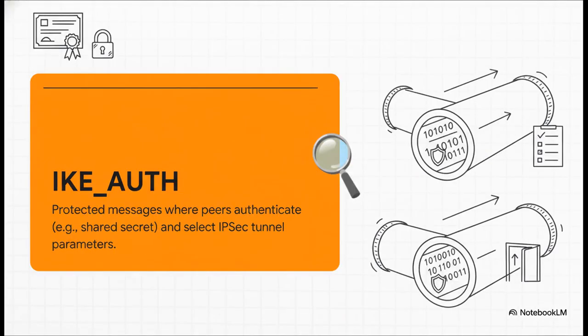Okay, so now they've got this temporary, secure channel thanks to that Diffie-Hellman key. That's when IK_auth kicks in. Now that they can talk privately, they can prove who they are. This is where they use that pre-shared key, the password, or a more advanced digital certificate. Once they're sure they're talking to the right machine, they finalize the details for the actual data tunnel, the one our real traffic will go through.